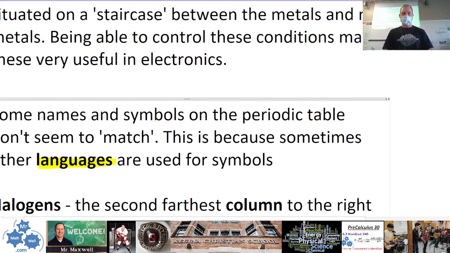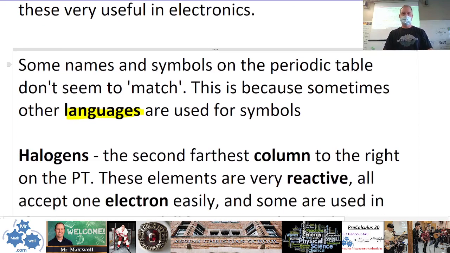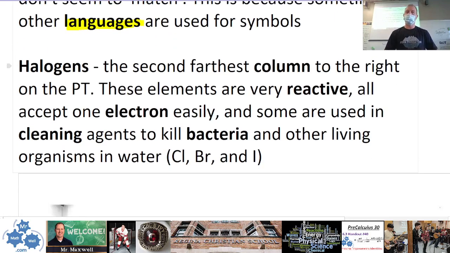All right, back up to your notes here. Let's talk about the halogens, okay? The halogens are the second farthest column to the right of the periodic table. So halogens, the second farthest column, up and down. These elements are very reactive. All of them want one electron very easily, as I mentioned with fluorine. Fluorine is one of the halogens.